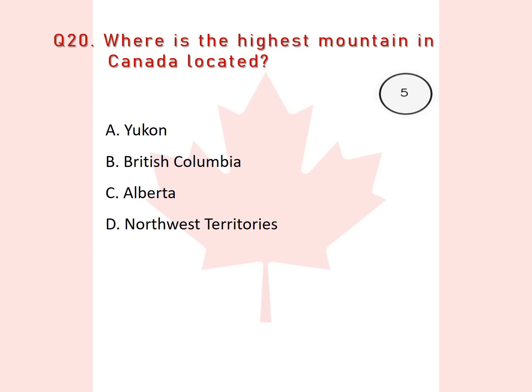Where is the highest mountain in Canada located? Option A, Yukon. Option B, British Columbia. Option C, Alberta. Option D, Northwest Territories. Answer is option A, Yukon.